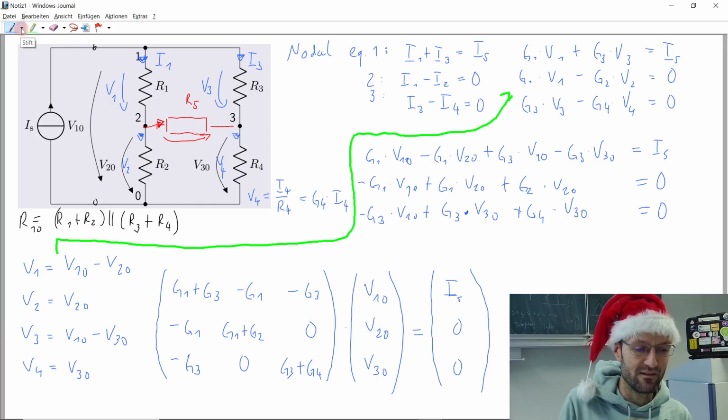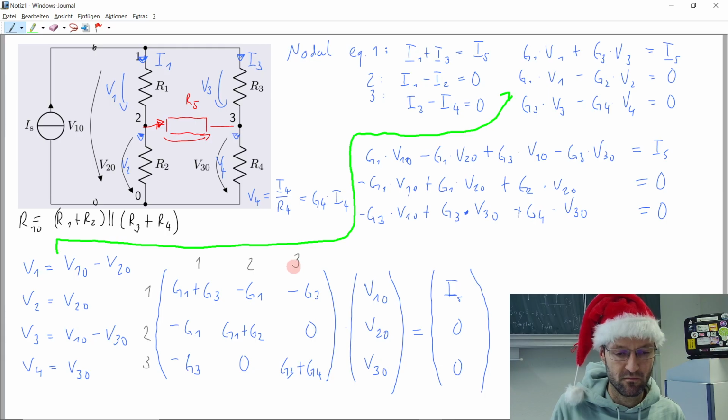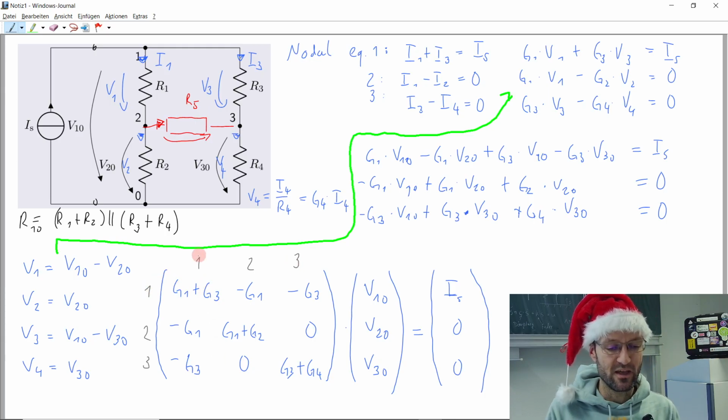And let me maybe in gray number the rows and number the columns. Now we can check. In the first element of the main diagonal, we have G1 and G3. Here we have G1 and G2. Here we have G3 and G4. If we take a look at the first node, the resistor R1 and the resistor R3 are connected. At the second node, resistors 1 and 2 are connected. At the third node, resistors 3 and 4 are connected.